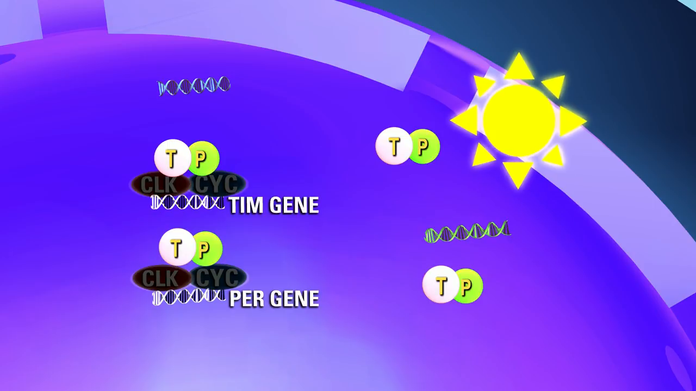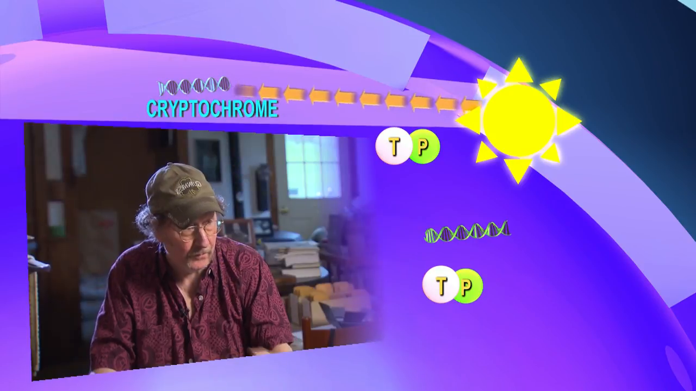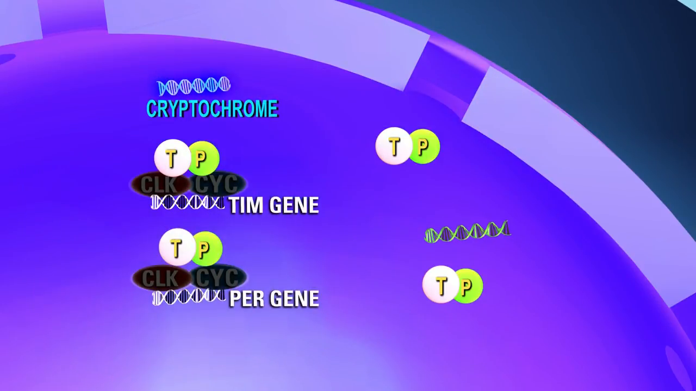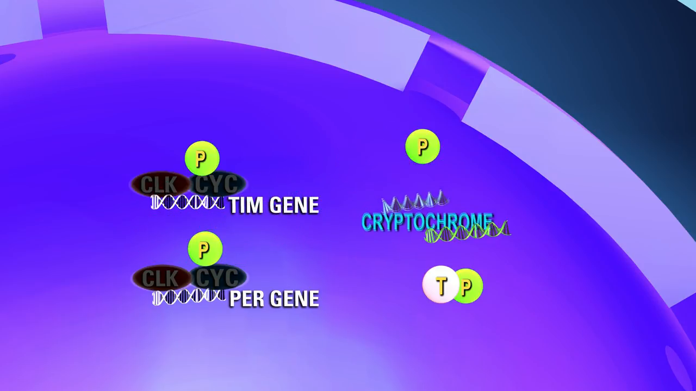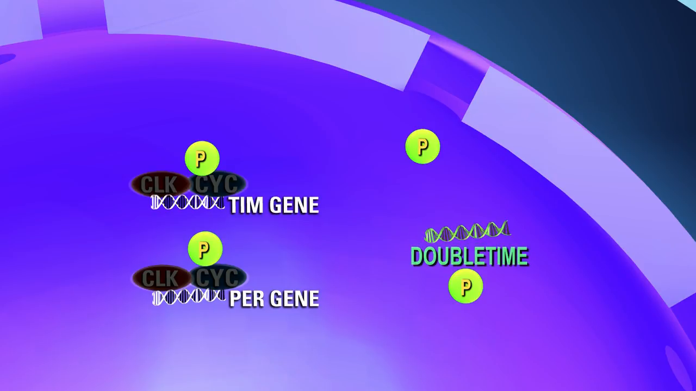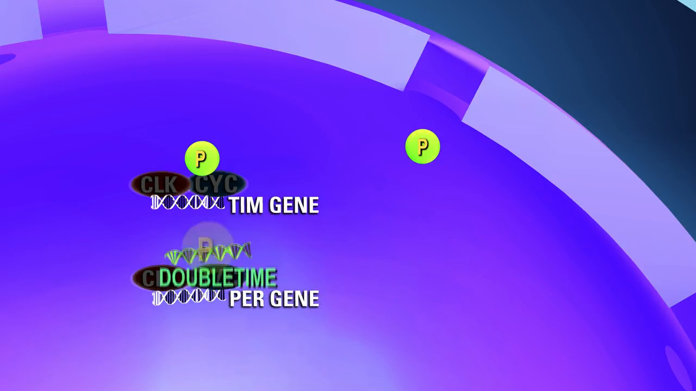All night long, while the period and timeless proteins are in the nucleus, sitting on clock and cycle proteins that are in turn sitting on the period and timeless genes, those genes are silent. They're not making RNA or protein. Morning light, though, causes the timeless protein to be degraded. The gene cryptochrome, found at Brandeis, is responsible. Cryptochrome absorbs light, gets altered, touches timeless, and that causes timeless to be degraded very rapidly. Without the protection of timeless, the period protein is vulnerable and eliminated by double time, a gene discovered by the Young Lab.